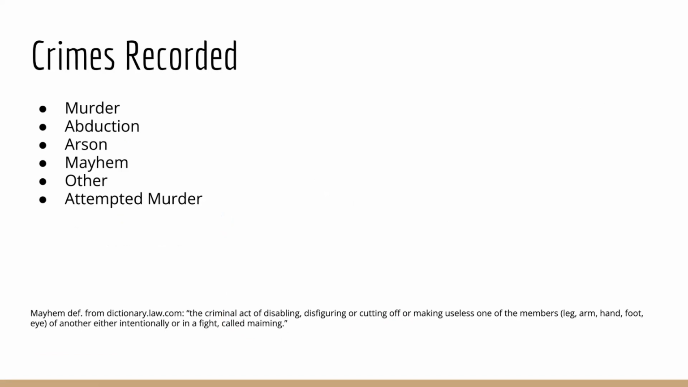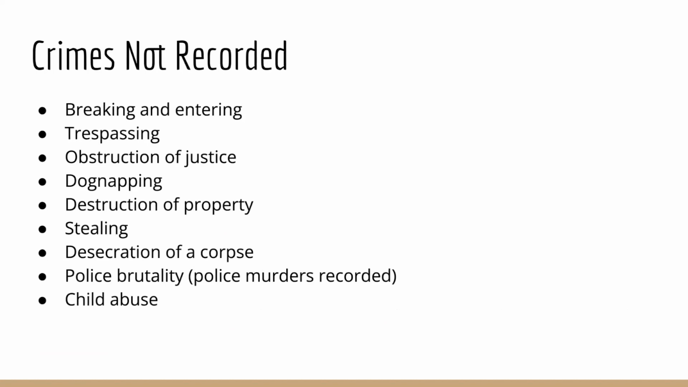That's just from dictionary.law.com. And then the crimes I didn't record were breaking and entering, trespassing, obstruction of justice, dog napping, destruction of property, stealing, desecration of a corpse, police brutality, and child abuse. These things all happen in the show, but were not recorded as being anything on any of my graphs.